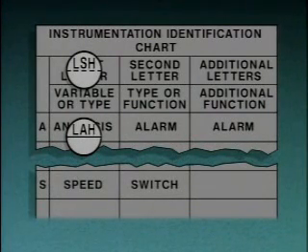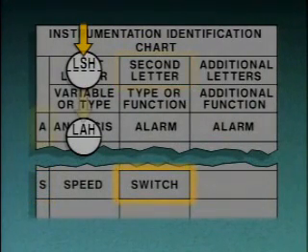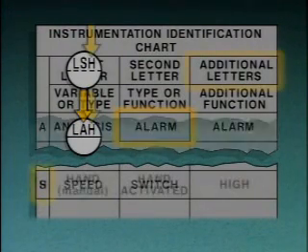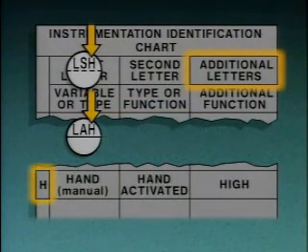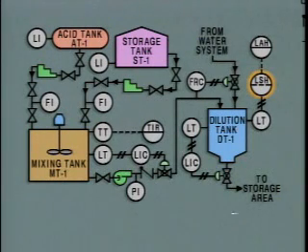Referring to our chart, we find that the S as the second letter indicates a switch, and an A as the second letter means an alarm. The H as the third letter signifies a high value for the process variable, in this case, the level of the material in the tank. So the LSH symbol represents a high-level switch, and the symbol containing LAH represents a high-level alarm.